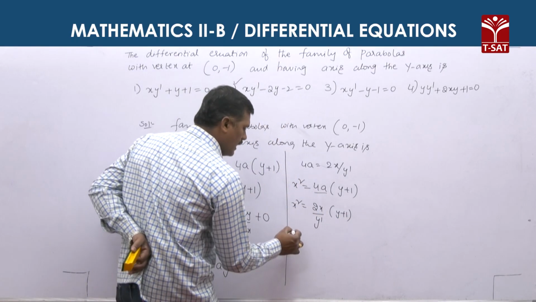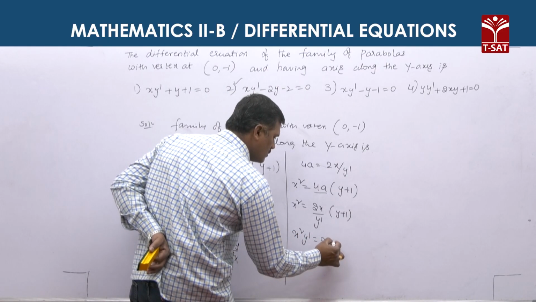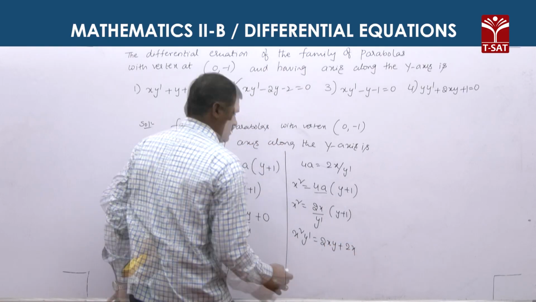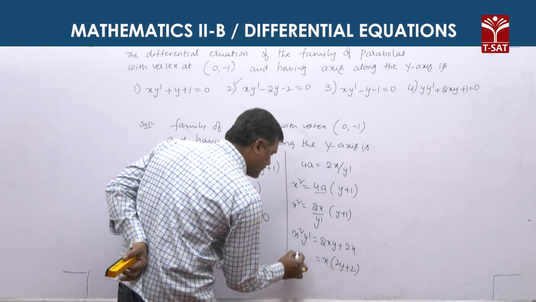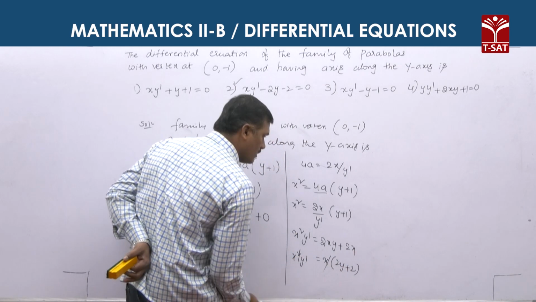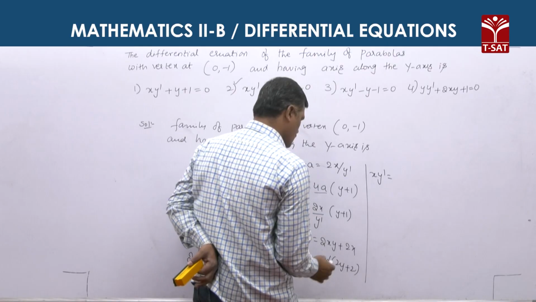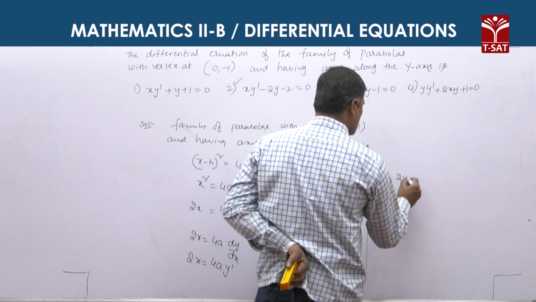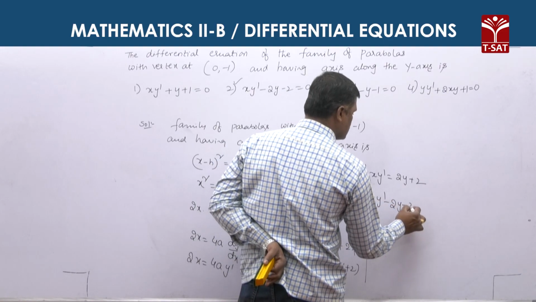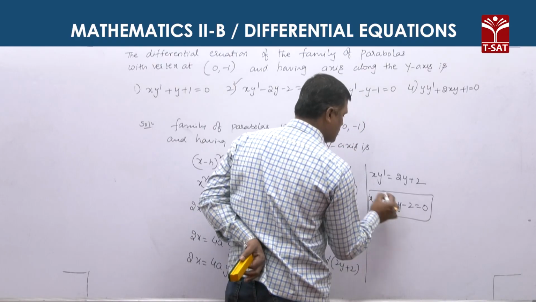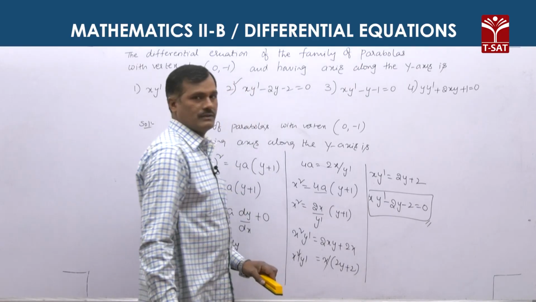Now simplifying, x square into y dash is equal to 2x into (y plus 1), that is 2xy plus 2x. On the right side you can take x common: 2y plus 2. Here on the left side x square into y dash, one x will go. Therefore x y dash is equal to 2y plus 2. Therefore x into y dash minus 2y minus 2 is equal to 0, which is the required differential equation of the given problem.